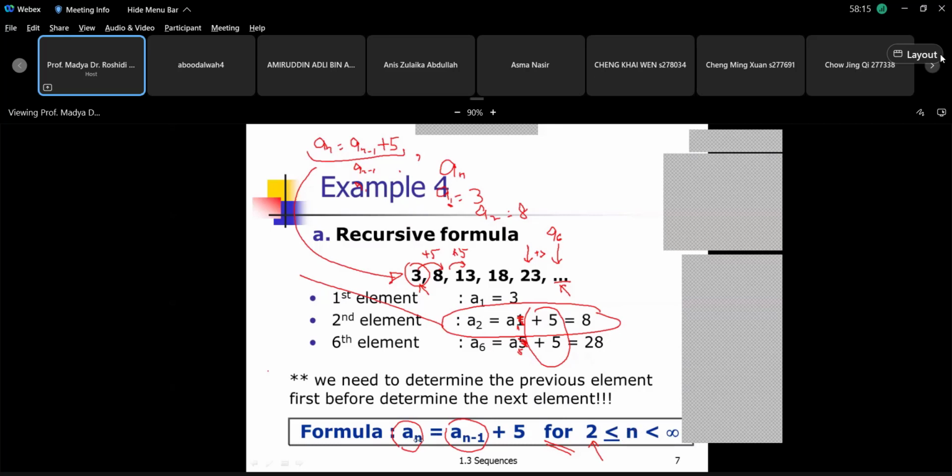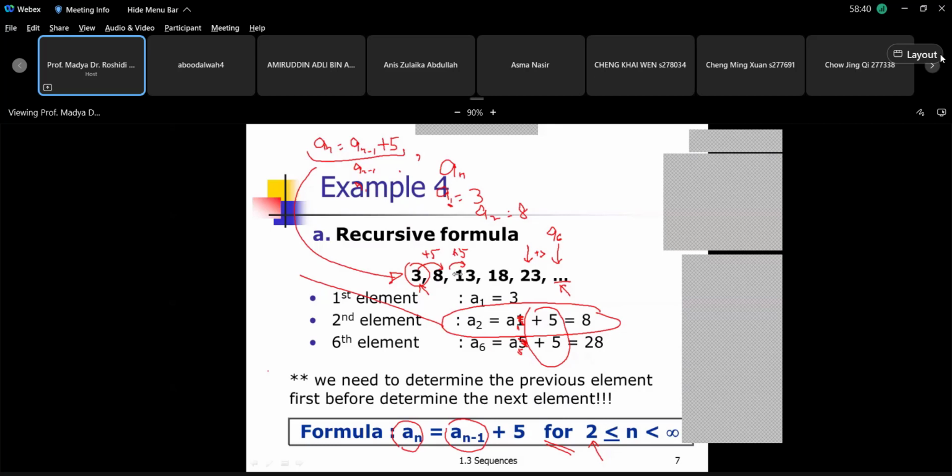If here we put, for example, z, then z refers to the variable that we will use. Less than, without equal, because we don't know the ending point, and because we don't know the ending point, we put here infinity. This is the complete formula in order to represent this sequence.